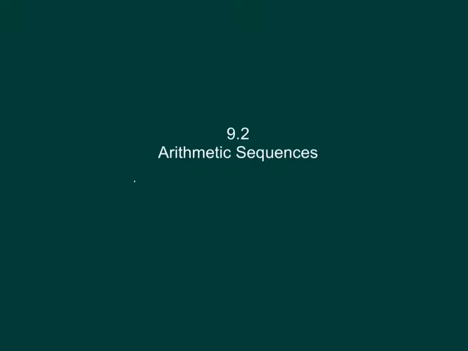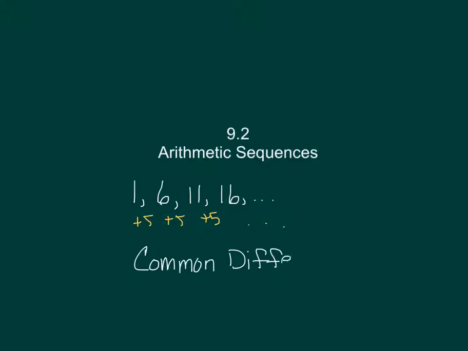An example would be 1, 6, 11, 16, etc. An arithmetic sequence is where you are adding the same number each time. So in this case, it is plus 5, plus 5, plus 5. And it's just going to keep going. And that plus 5 we call the common difference. And we denote the common difference by a lowercase d. So that is the long and the short of what an arithmetic sequence is.